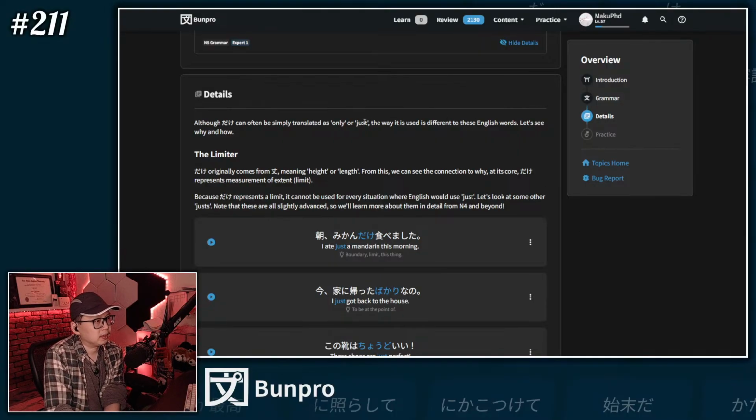I think this is a bit misleading. That says the way it is used is different to these English words. English is used in more cases. So it's different in the way that it has limitations. It's not different in the way that it is being used, or inclusive. But English is inclusive.